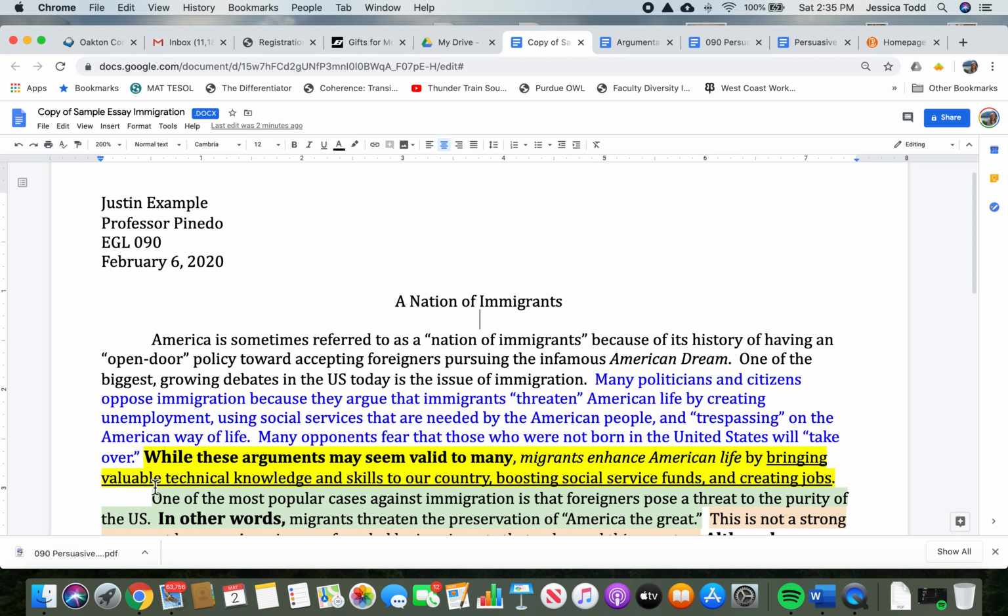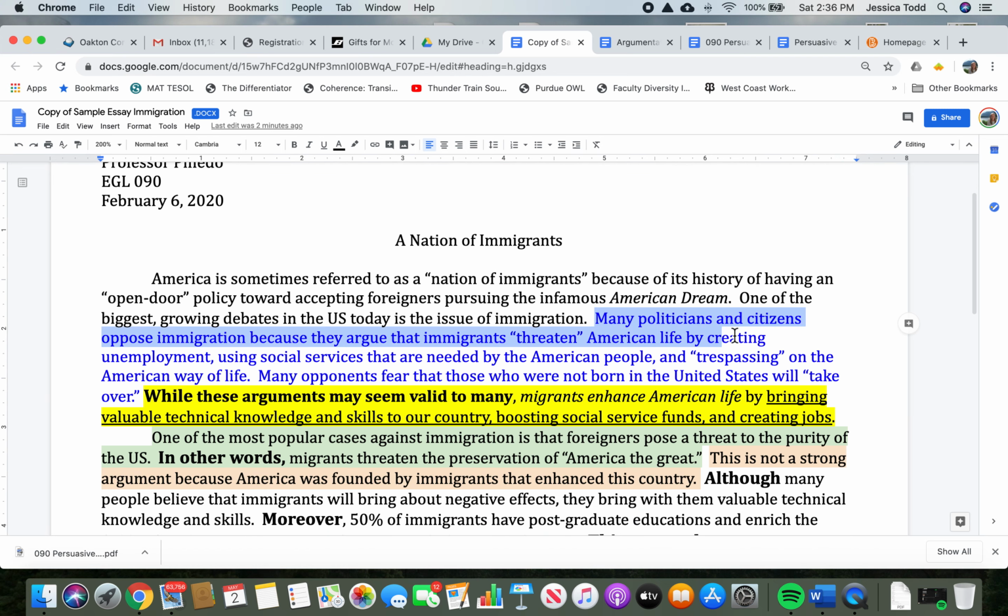The introduction is the first paragraph, and it has kind of an interesting organization that might be slightly different from other introductions that you've written thus far. So to start off in black, this is sort of the hook. And also at the end of the hook, it introduces that there is a growing debate in the US over the issue of immigration.